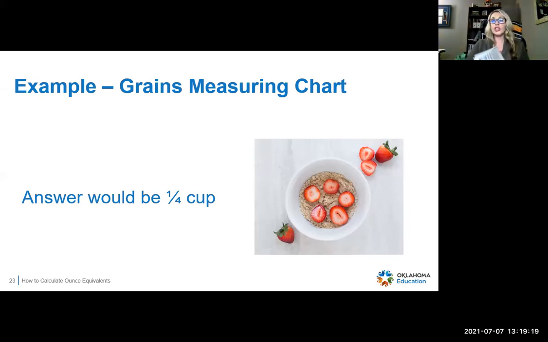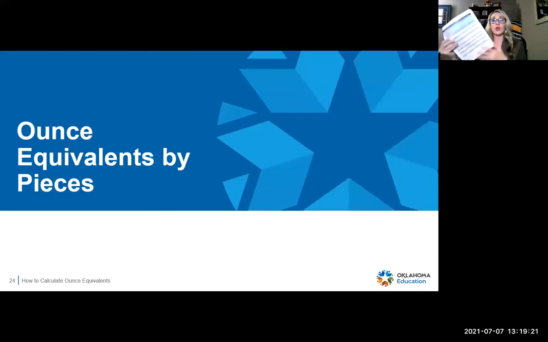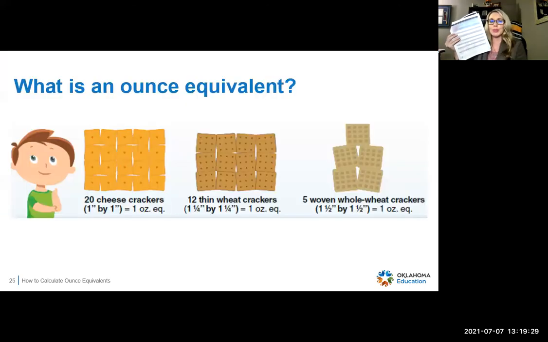Now we're also going to talk about pieces. There's things in here that refer to piece size. Just make sure that it's the same size, and you'll kind of know what I'm talking about right here. So this is the front of it. It says 20 cheese crackers, about 1 inch by 1. Thin wheat crackers, 1 1/4 by 1 1/4, and then it has woven whole wheat crackers, 1 1/2 by 1 1/2. So it does give you sizes.